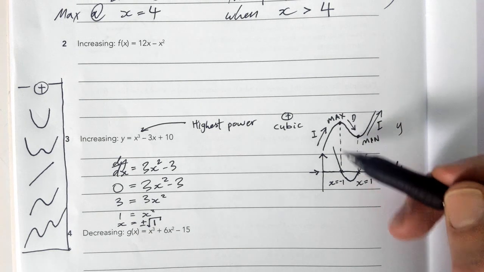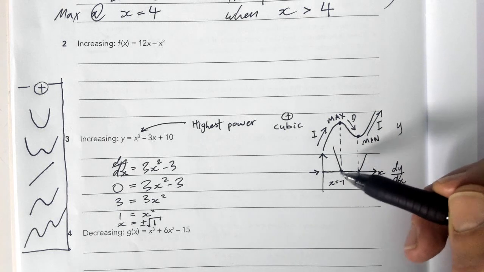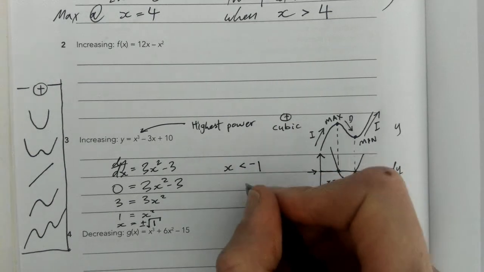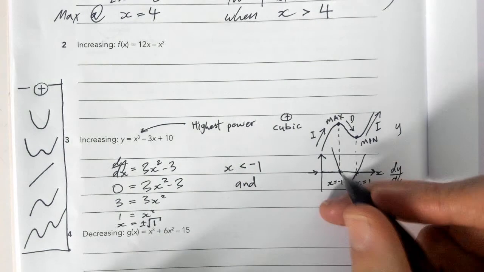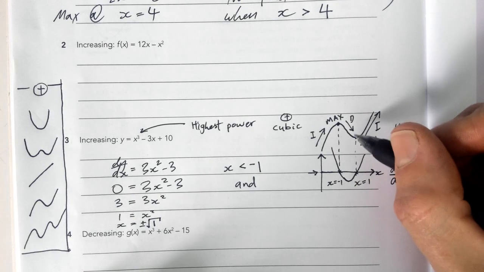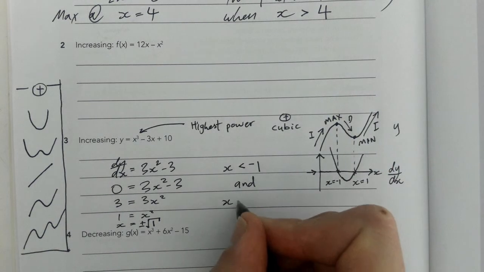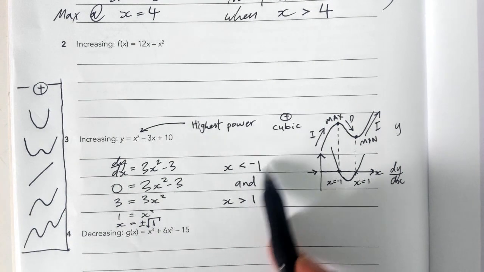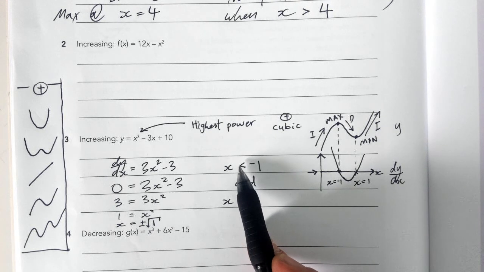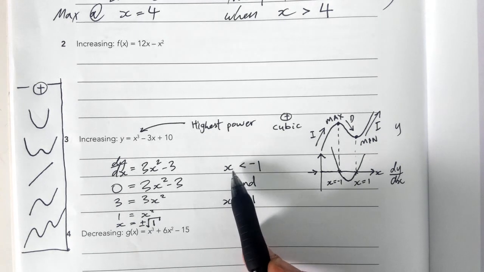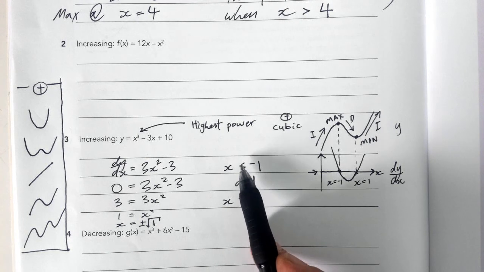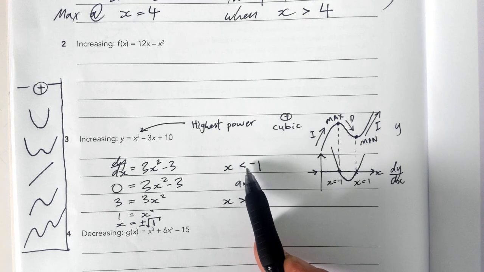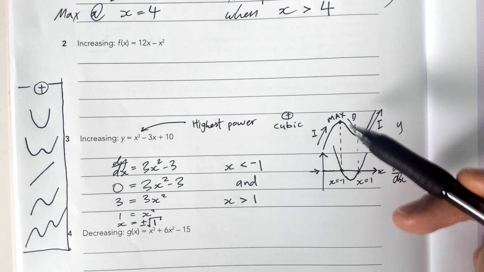So how are we going to write this? It's going to be increasing when x is less than negative 1, and after x equals 1. So it's going to be increasing here as well, when x is greater than 1. Now, lots of mathematicians have trouble with these. Don't worry, you're not the only one. Just remember that the crocodile eats the bigger one. So if I want to say x being less than negative 1, I just make sure that the crocodile is going to be eating the negative 1 instead of the x. That means whenever x is less than negative 1, it's increasing here.